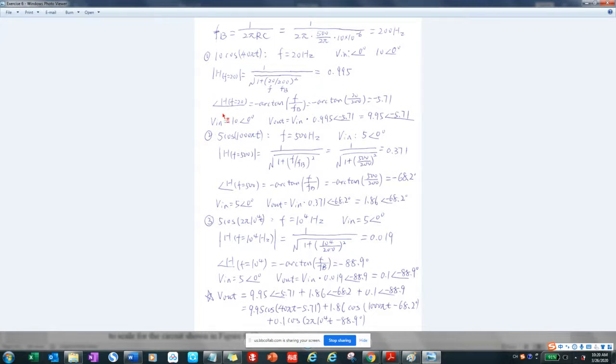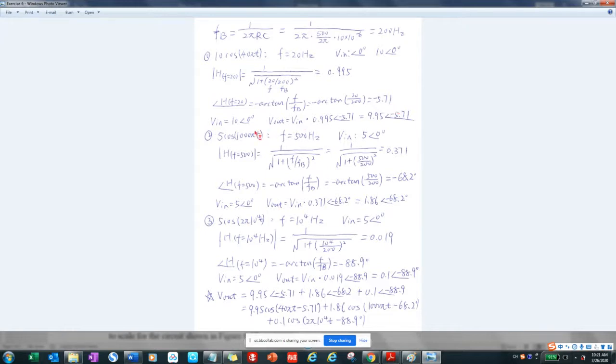Then let's look at the phase angle. For the phase angle at frequency equal to 20, we know the formula is negative arctangent of f over fB. So we plug in the values, f equal to 20, fB equal to 200. You plug in these values and then you get the phase angle equal to negative 5.71. So that is our phase angle change.